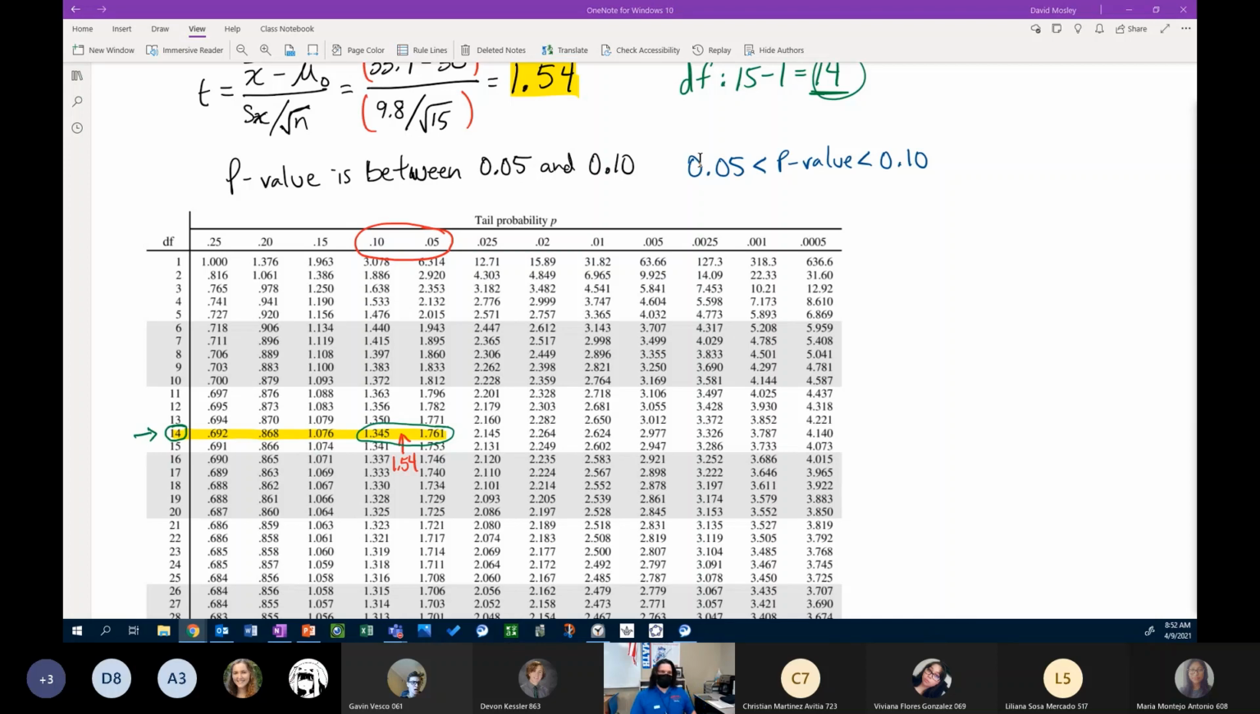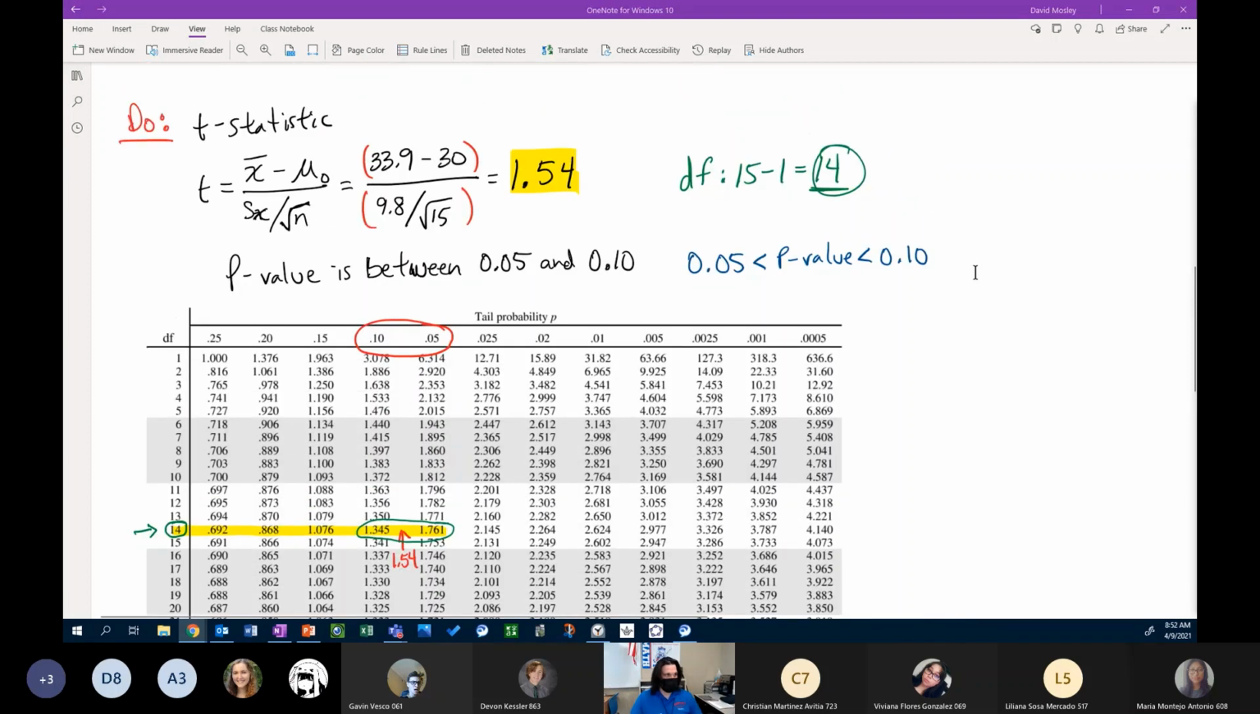All right, so we can write that a little bit more mathematically and say the p-value is greater than 0.05, less than 0.1. Is there any questions about the math part of this, the doing step? Anything I can clarify?